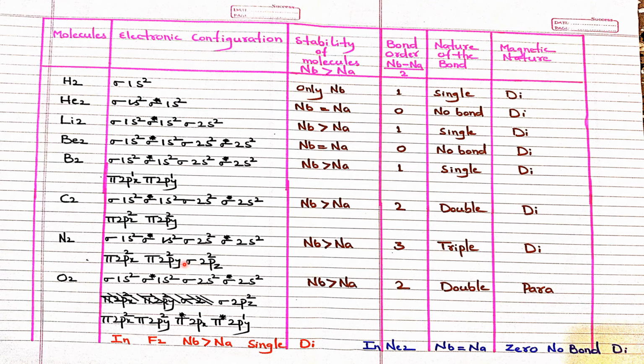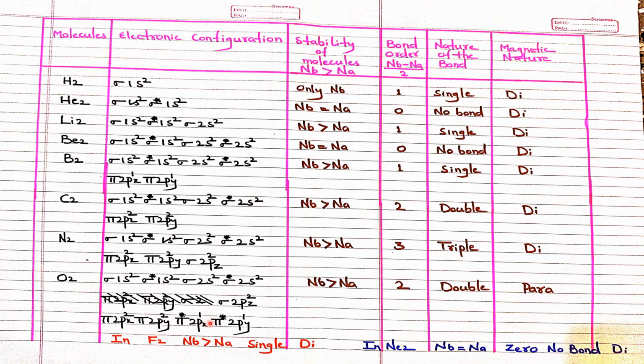Now we'll go to the O2. Each O will bring 8. O2 totally 16 electrons. Now sigma 1s2, sigma star 1s2, sigma 2s2, sigma star 2s2, sigma 2pz2, pi 2px2, pi 2py2. Because the energy of the pi star 2px is equal to the pi star 2py, both are equal. When both are equal, then each will take one electron due to the degenerate orbitals. So I have given one electron as per Hund's rule.